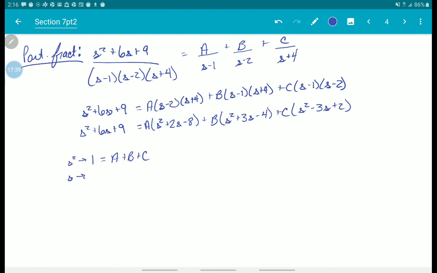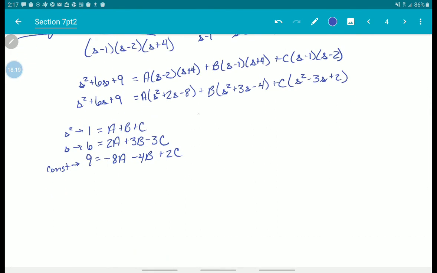If we compare coefficients of s on the left and on the right, on the left we have a 6. On the right, if we were to distribute, we would have 2A plus 3B minus 3C. And then if we look at constants on the left and on the right, on the left we have a 9. If we were to distribute, we would have negative 8A minus 4B plus 2C coming from there.